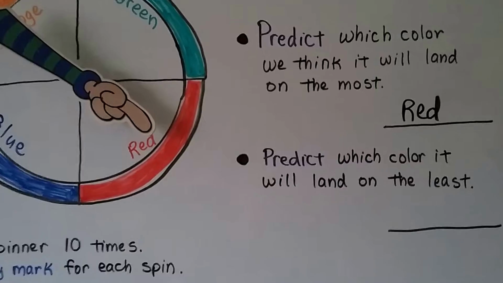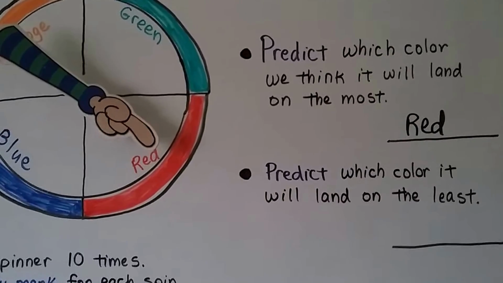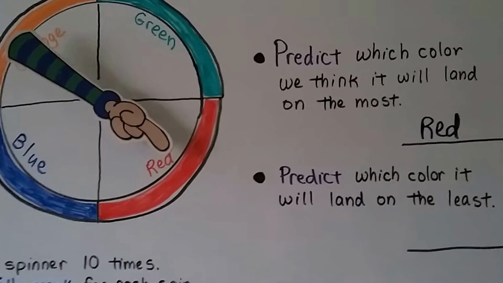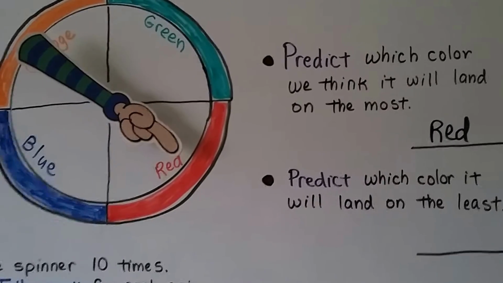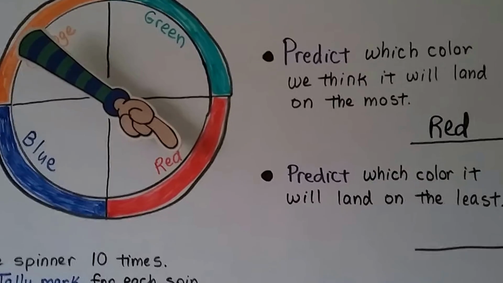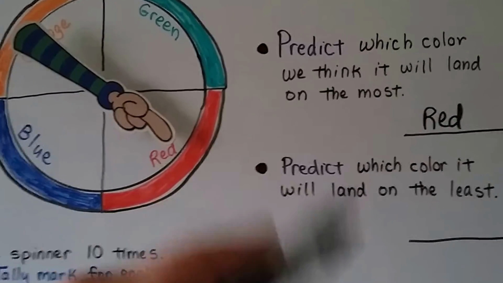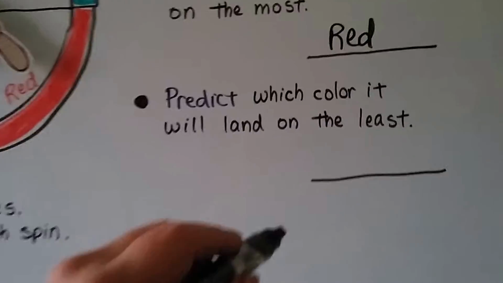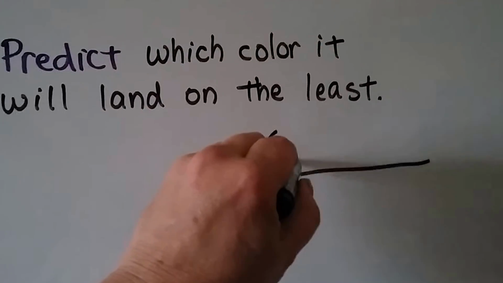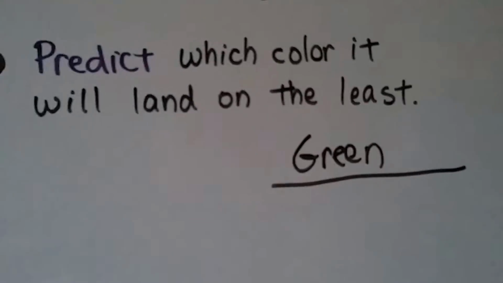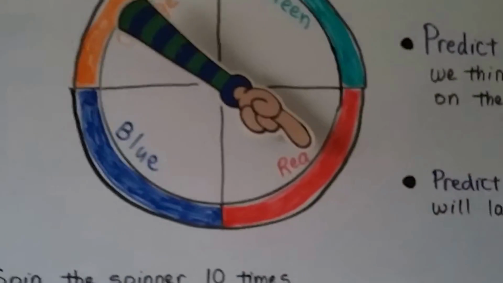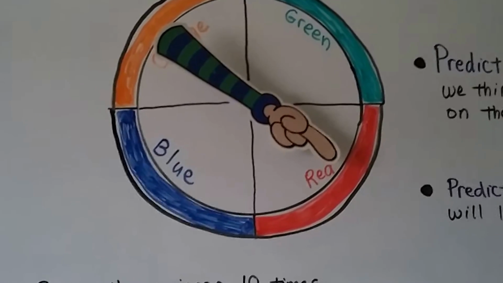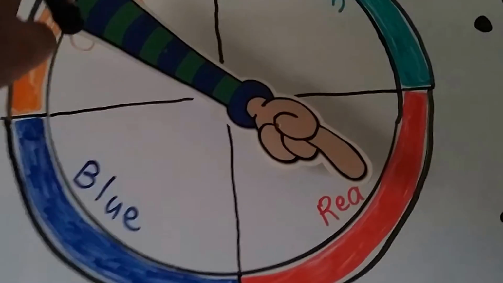And which color will land on the least? I'm going to think that maybe it'll land on the green the least. You might have a different choice, and you can keep track of what happens when we spin it. Maybe you have two different colors you think will be your prediction, but I'm going to say green will be the least. We'll see what happens. Okay? So now I'm going to spin it 10 times, and we're going to put a tally mark for every color that it points to. Okay? Ready?